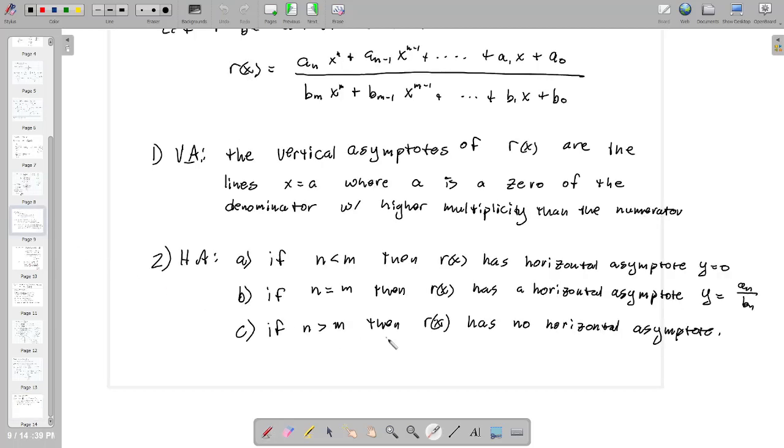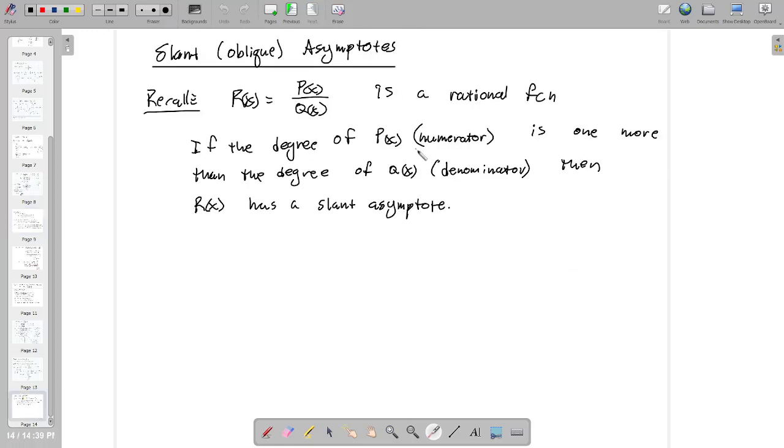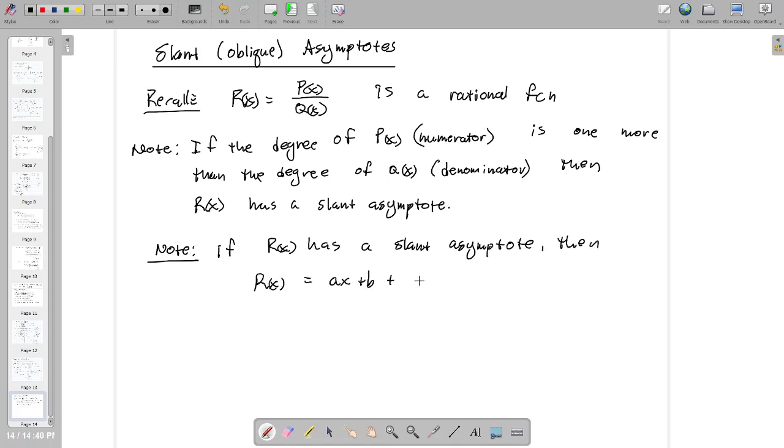Now this doesn't violate this property here. If the degree of the numerator is larger than the degree of the denominator, we don't have a horizontal asymptote. Instead, we have sometimes a slant asymptote, which is when the degree of the numerator is exactly one more than the degree of the denominator. If r of x has a slant asymptote, then r of x is equal to ax plus b plus r of x divided by q of x, and the slant asymptote is y equals ax plus b.